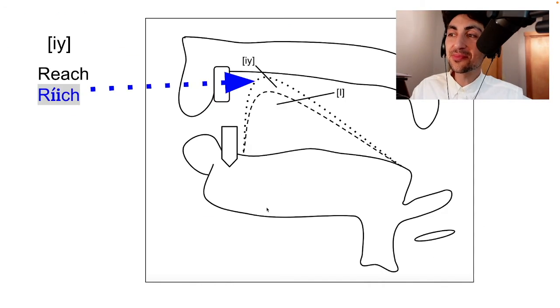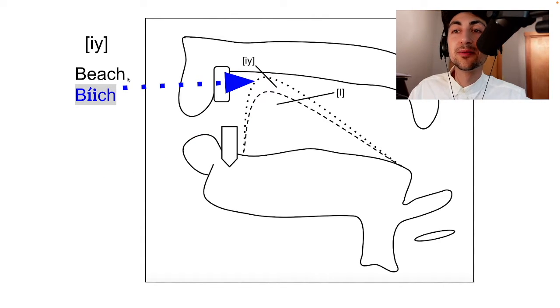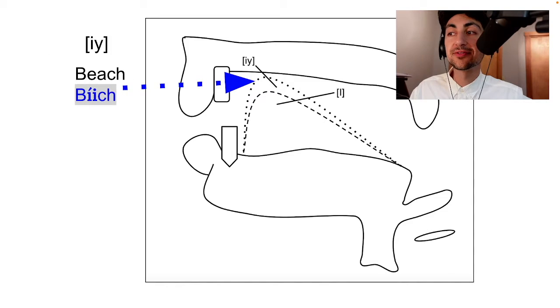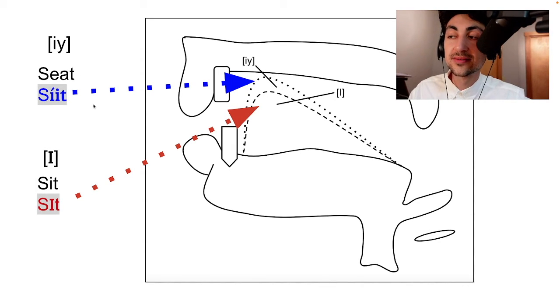Yeah. So let's compare them again. Reach, rich. Beach. Oh, look at that. It doesn't even have it. We're not going to even say the opposite of that because you know what it is, actually. I just remembered. Beach. I can't. We'll get flagged. Okay. Seat. Sit.